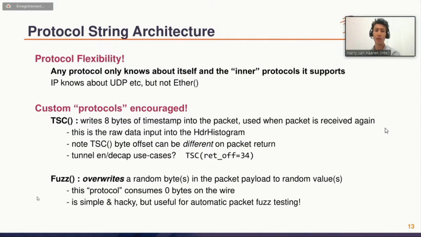Other nice things, a fuzz protocol will overwrite random bytes. So it consumes 0 bytes on the wire, it just blits a new byte over the rest of the packet payload somewhere. Really useful for fuzz testing. I mentioned OVS and packet parsing earlier. Of course, you want to test all sorts of invalid packets in that scenario. Well, this fuzz protocol can actually do that for you.